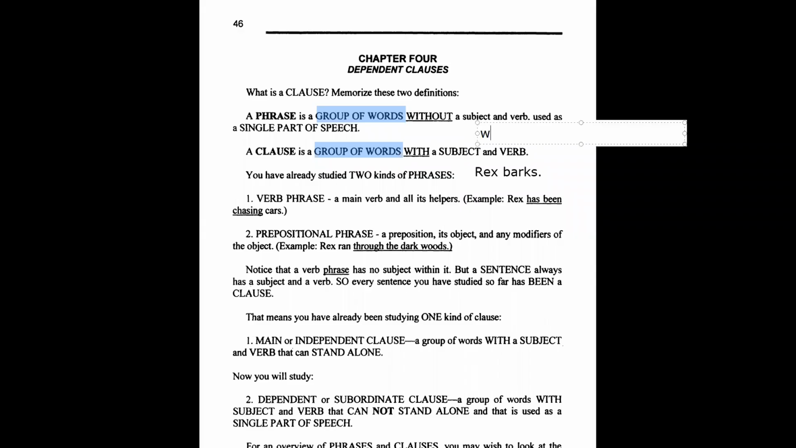For instance, when the rain stops. This is not a complete sentence, and this is a dependent clause. So when, we're going to learn shortly, is a subordinating conjunction. But we have our subject, rain, and we have our verb, stops. So this is a group of words that has a subject and a verb. Therefore, it's a clause. Rain is the subject, stops is the verb. So this is simple enough.